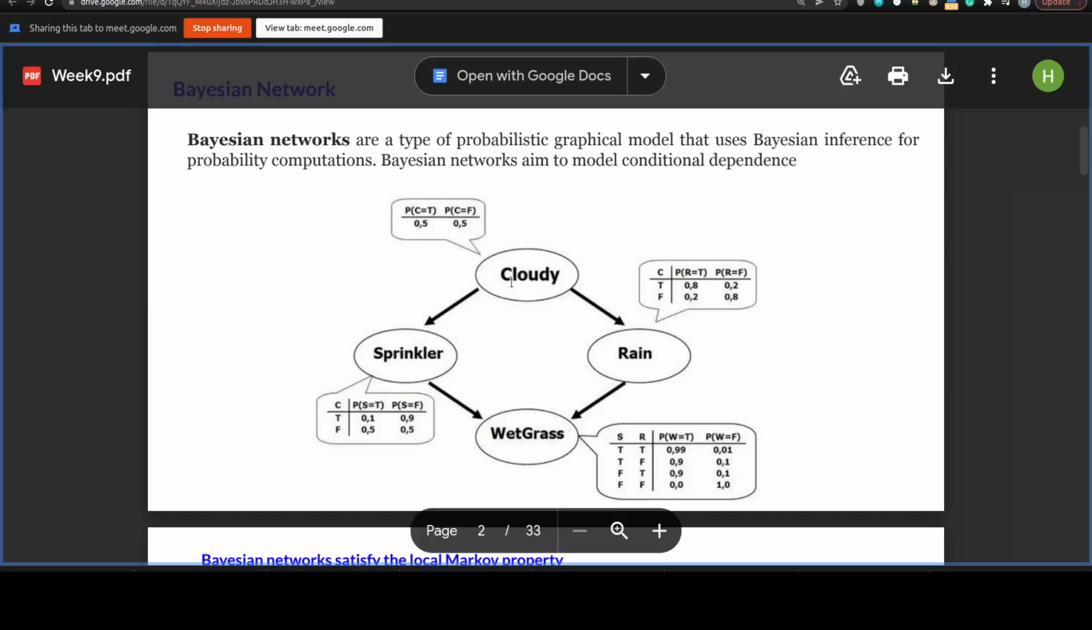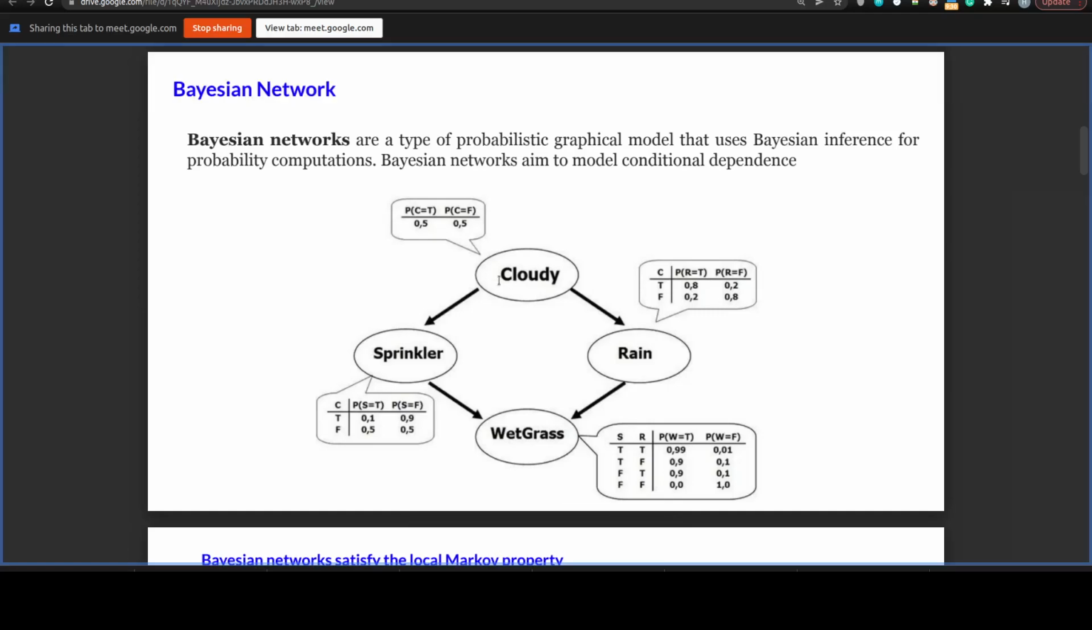Let's say cloudy is one of the variables. Then if it's cloudy, do we need the sprinkler or not? That is the other variable. Then the other thing is the rain, which can be true or false. And then the final variable is wet grass. This cloudy variable can be true and false.